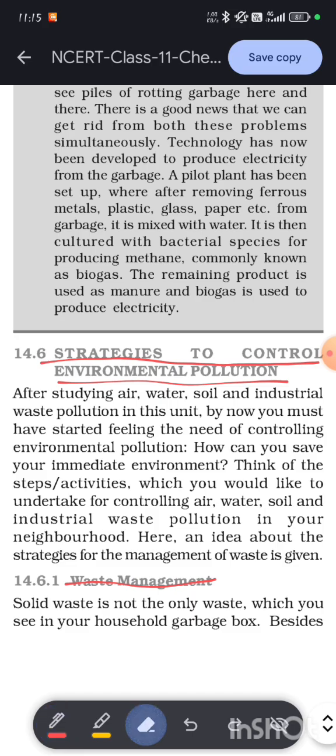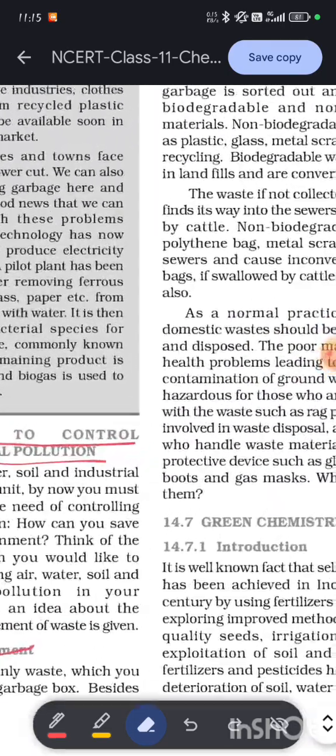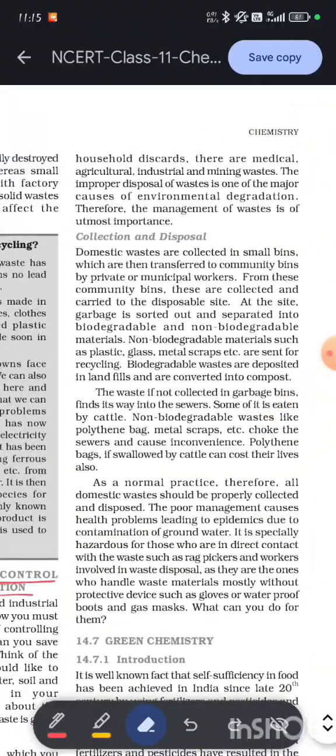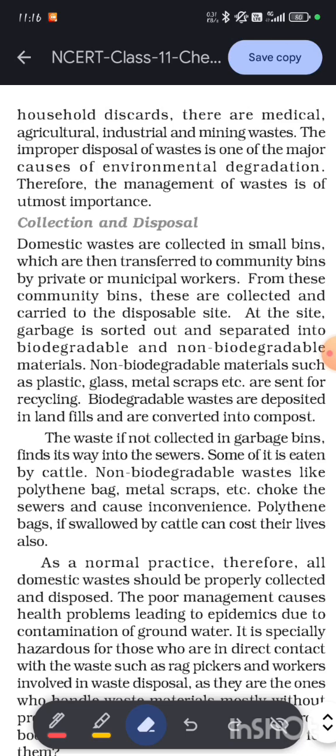Then the strategies. First is waste management. Solid waste is not the only waste which you see in the household garbage box. Besides household decay discards, these are medical, agricultural, industrial, and mining wastes. The improper disposal of wastes is one of the major causes of environmental degradation. Therefore, the management of wastes is of utmost importance.